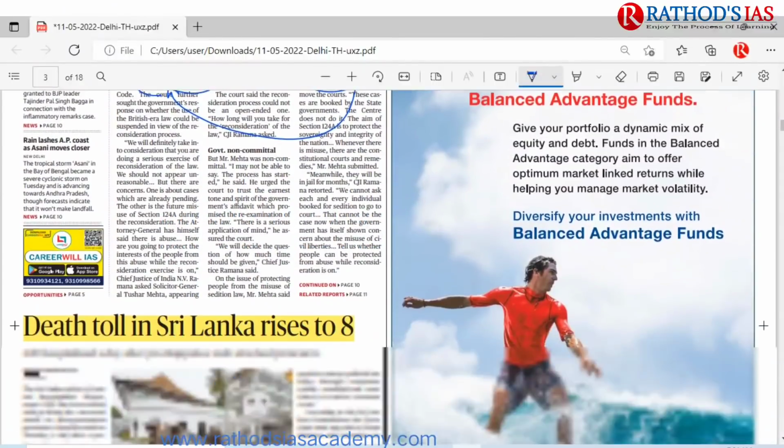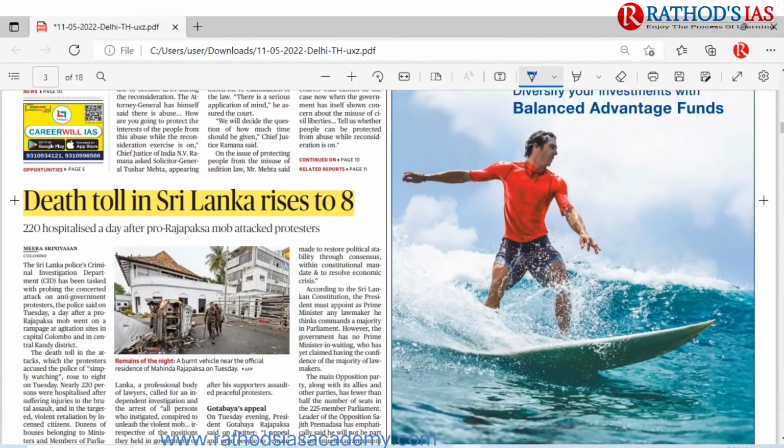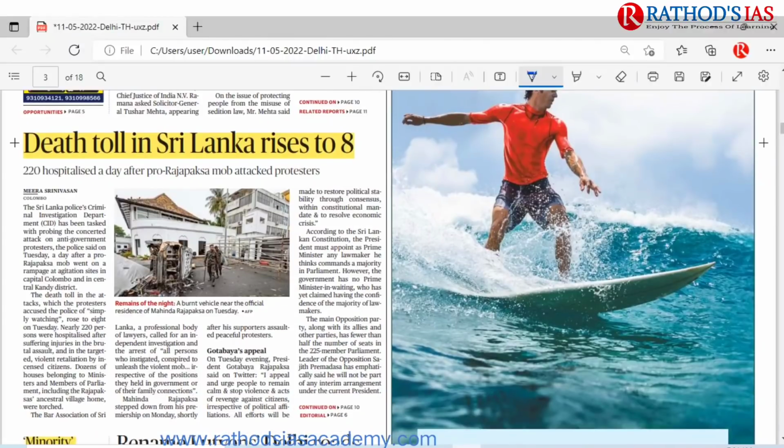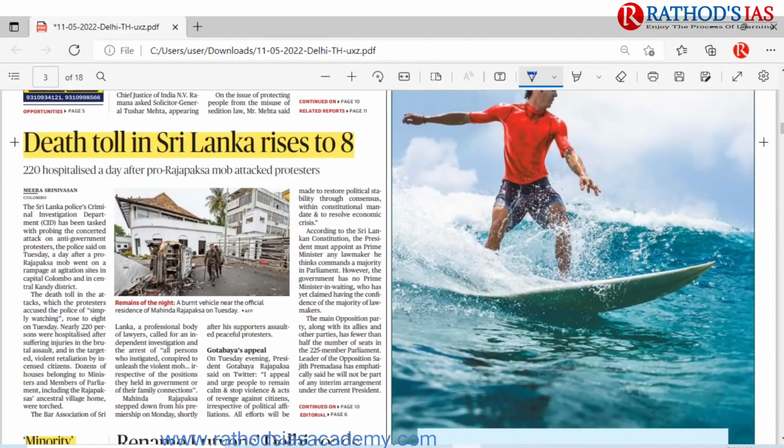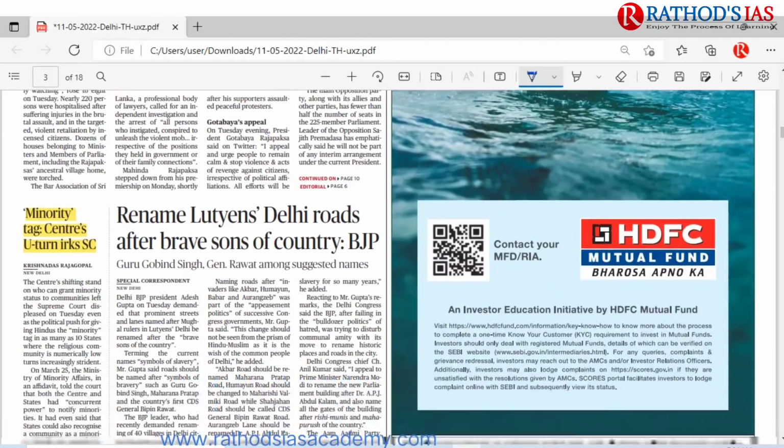The next topic is "Death toll in Sri Lanka rises to 8." So what happened in Sri Lanka? The PM resigned from the post of PM of Sri Lanka. And later on, the Sri Lankan police Criminal Investigation Department has been tasked with probing the attack on anti-government protesters. The next one is the minorities tag.